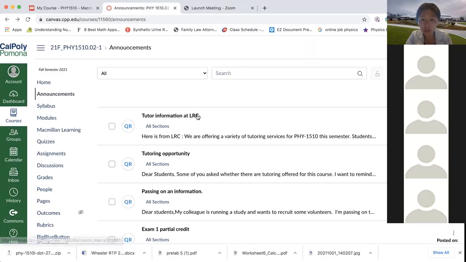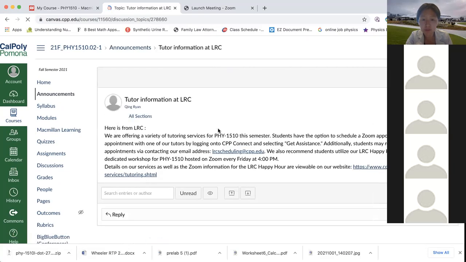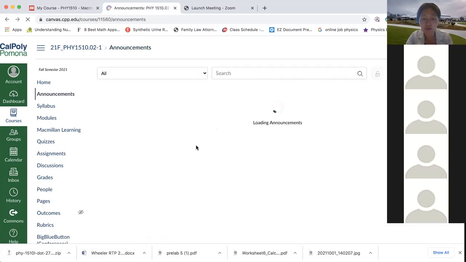On top of that, you can make an appointment for one-on-one, and you can select to get assistance from the website SCPP Connect. Okay, so just follow the steps and you'll be able to find the tutor information.